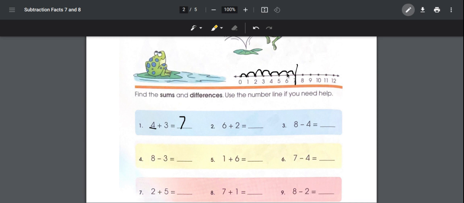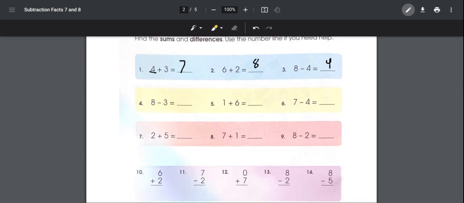Okay, for number 2, 6 plus 2. So you start at the 6 and you add 2. 1, 2, and then you end up at the 8. So that's how you use a number line. And then number 3. If you want to subtract, you start off at the bigger number, so 8. We start at 8 and we subtract 4. That means we go left by 4. So 1, 2, 3, 4. So we end up at 4. So 8 minus 4 is 4.